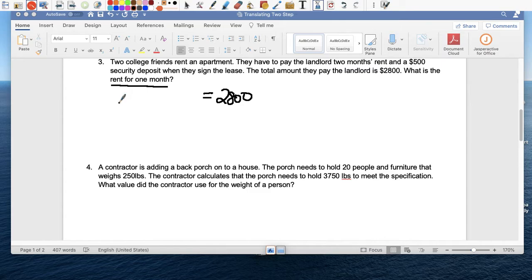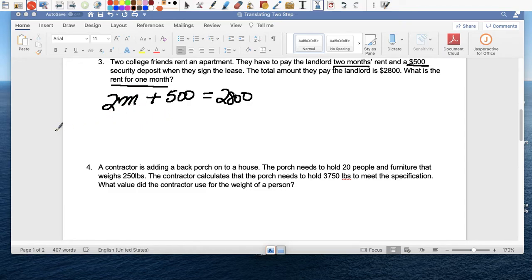So m is going to be my variable. And how many months? What relationship do we have here? We have 2 months that they need to pay the landlord. So we're going to put a 2. Do we know how much per month? No, but we know that they're going to have to pay 2 months. And what else? A security deposit. They have to pay extra in case they make any damages to the apartment. So it's 2m plus 500 equals 2,800. That's how much they have to pay the landlord to move in. They have to pay 2 months in advance, plus $500 for any damages. So how much is their rent per month?